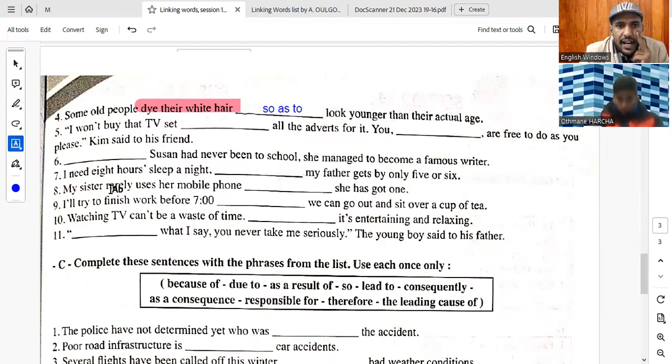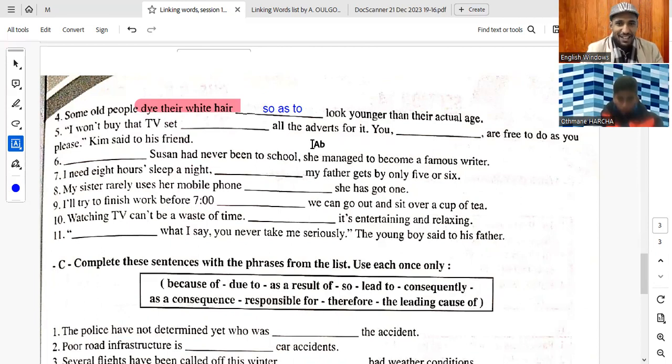Number 5, I won't buy that TV set. All the adverts for it. You are free to do so as you please. All right, Ken says to his friend. We have here the first part: I won't buy that TV set. I won't buy that TV set. All the adverts for it, all the advertising that they are doing for it, right?